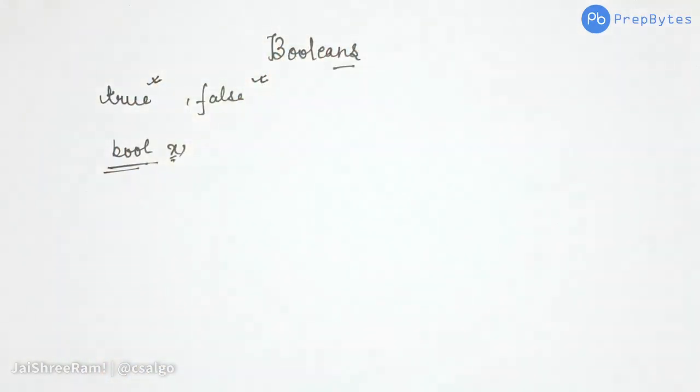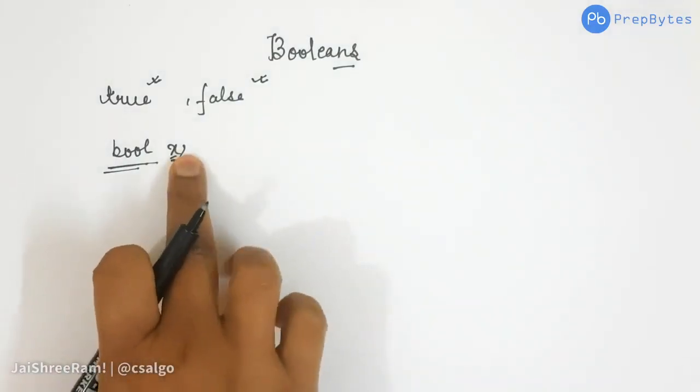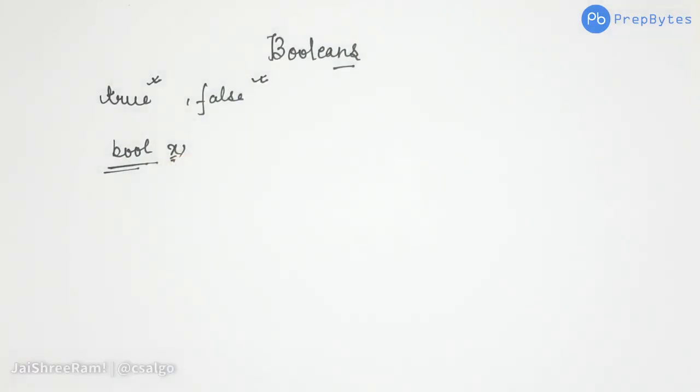So let's try to understand what we mean by this. Generally, Boolean is used at places where we are doing some logical operation or comparisons. We will talk a bit more about logical operations when we go on to talk about operations and expressions. Let's take a small example here.